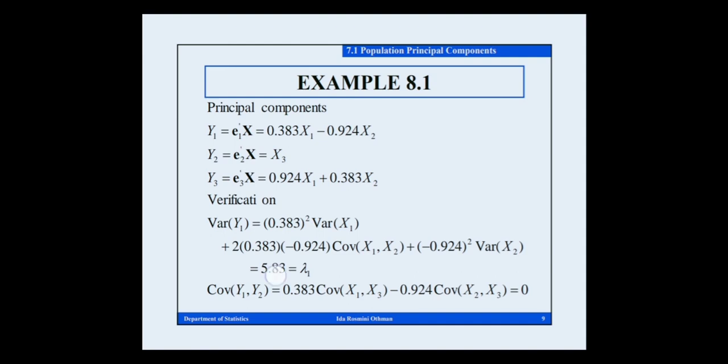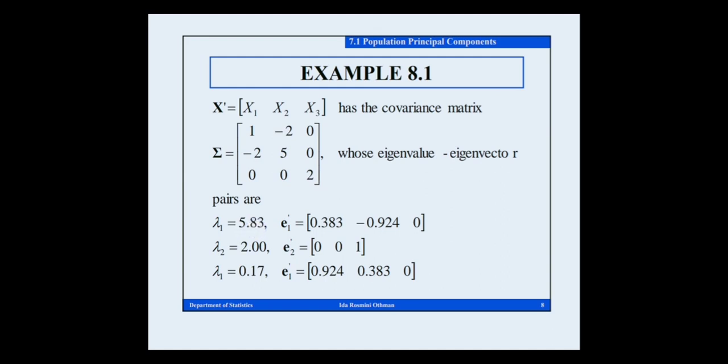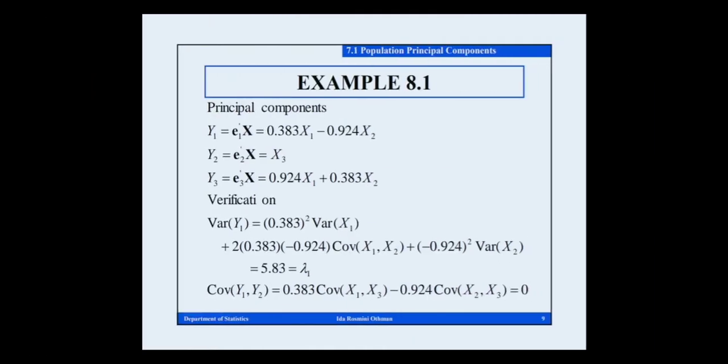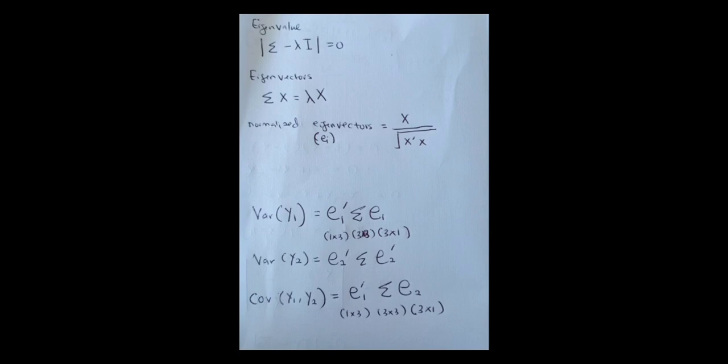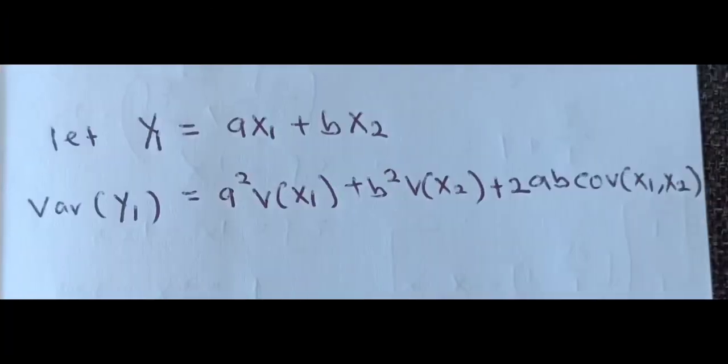So you akan dapat 5.83. 5.83, it is equal with the first eigenvalue. Okay, the variance of the principal component adalah equal with the eigenvalue. So kalau you tengok dalam textbook you kat example 8.1, the way it finds the variance of y1 is like this. Boleh juga, sama ada you gunakan this matrix of eigenvectors tadi, multiply dengan variance covariance matrix, ataupun boleh gunakan that formula, which is this one.